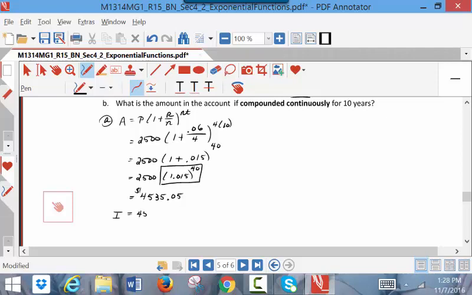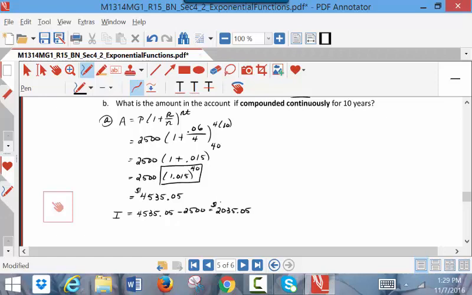Well, it would be your total of 4,535.05 minus your original of 2,500, right? That would be how much the bank paid you for taking your money and not letting you touch it for 10 years. That's the interest that the bank pays you.